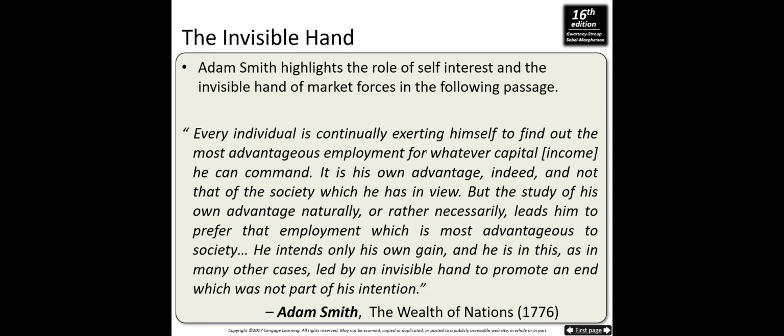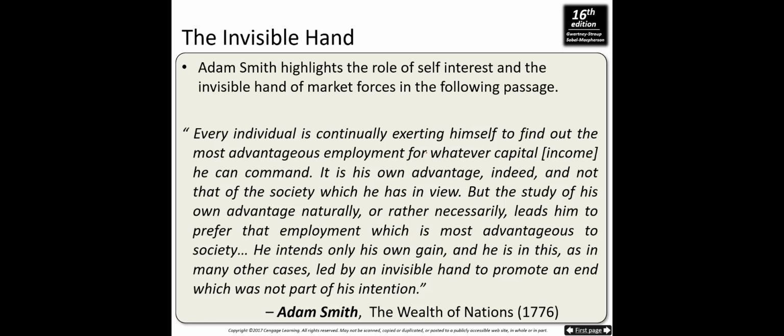Adam Smith highlights the role of self-interest and the invisible hand of market forces in the following passage. Every individual is continually exerting himself to find out the most advantageous employment for whatever capital he can command. It is his own advantage indeed, and not that of the society which he has in view. So we are self-interested individuals, so we find the best price, right? That's what he wants to say.